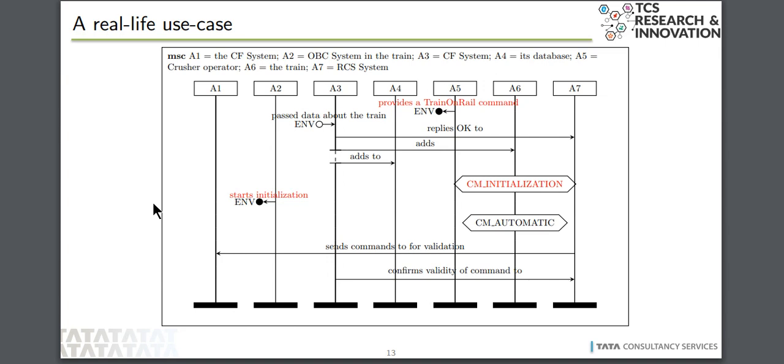Similarly, if you see this particular condition of CM initialization, once the train in A6 is in CM initialization state, the OBC system in the train starts initialization. However, there is a small gap which can be pointed out: once the train state changes to CM automatic, then A7, the RCS system, sends some command for validation. However, that may not be true if the train state never changed to CM automatic. So that alternate path should always be defined in the use case, but we didn't find that in the use case, and hence this is an important gap to be shown to the requirement analyst.